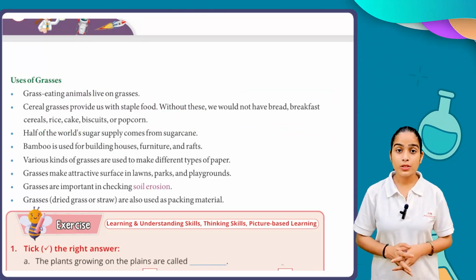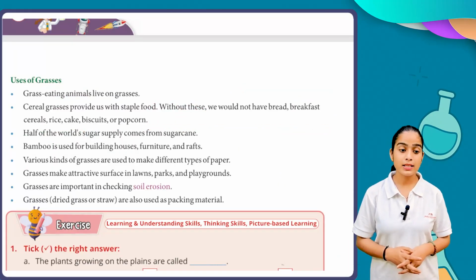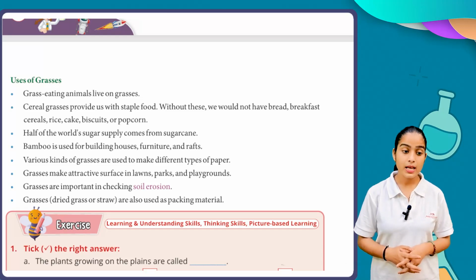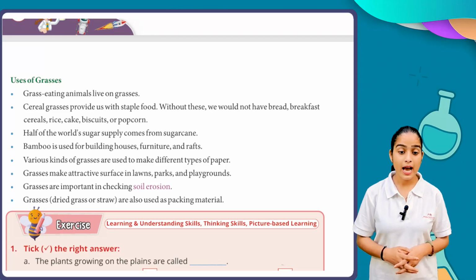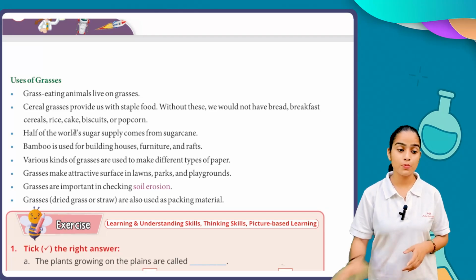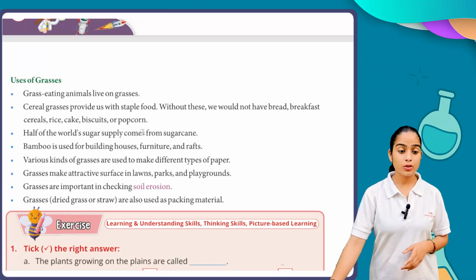Now, what are the uses we have for these grasses? Grass-eating animals live on grasses. Cereal grasses provide us with the staple food. Without this, we would not have bread, breakfast cereals, rice, cake, biscuit, or popcorn. Half of the world's sugar supply comes from sugarcane. Bamboo is used for building houses, furniture, and rafts.